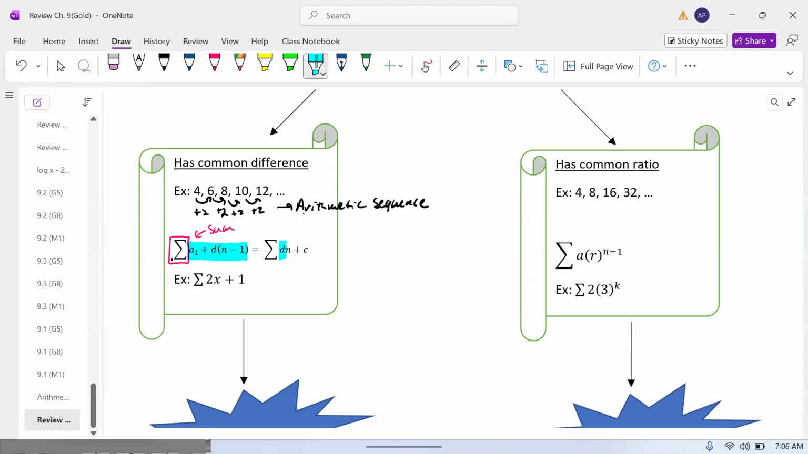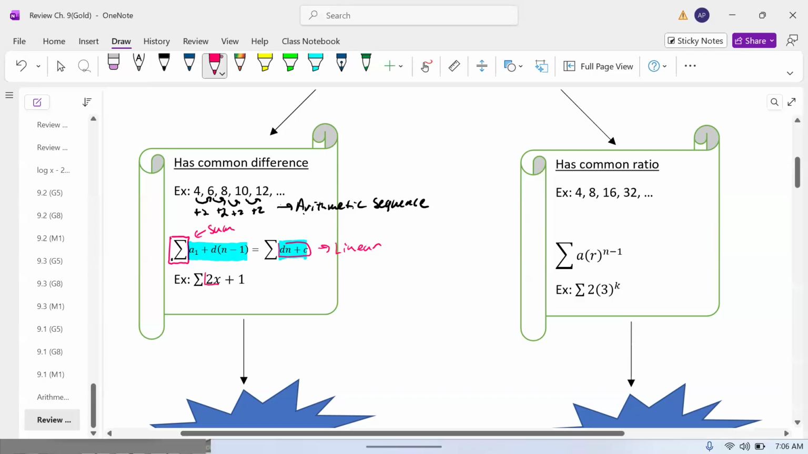And please notice that these expressions are linear. So notice that this is a linear expression. So that's how we know that we're going to have an arithmetic series. So this is an example. We have 2x plus 1, which is basically mx plus b form. So this is linear, and therefore this is going to be an arithmetic series.